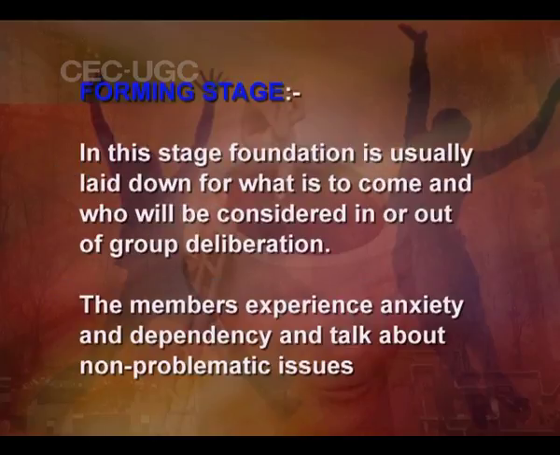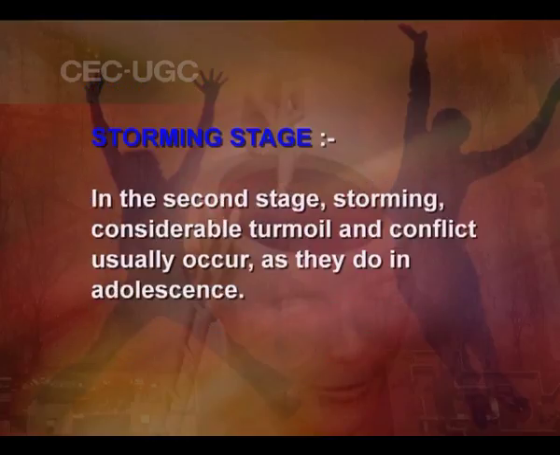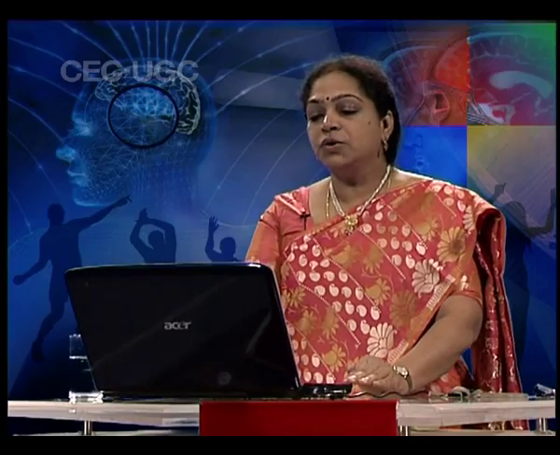Forming stage. In this stage, the foundation is usually laid down for what is to come and who will be considered in or out of group deliberation. The members experience anxiety and dependency and talk about non-problematic issues. Storming stage. In the second stage, considerable turmoil and conflict usually occur, as they do in adolescence. Conflict within the group at this and other times forces group members to make some basic decisions about the degree of independence and interdependence in their relationship with one another.